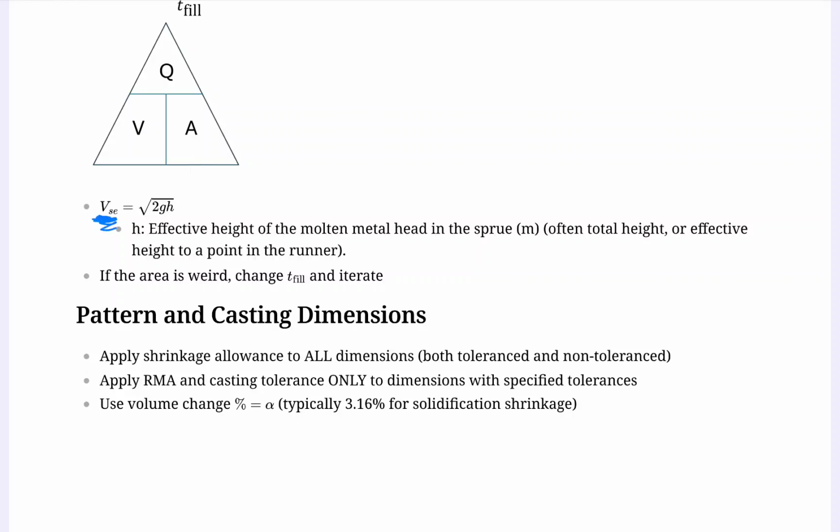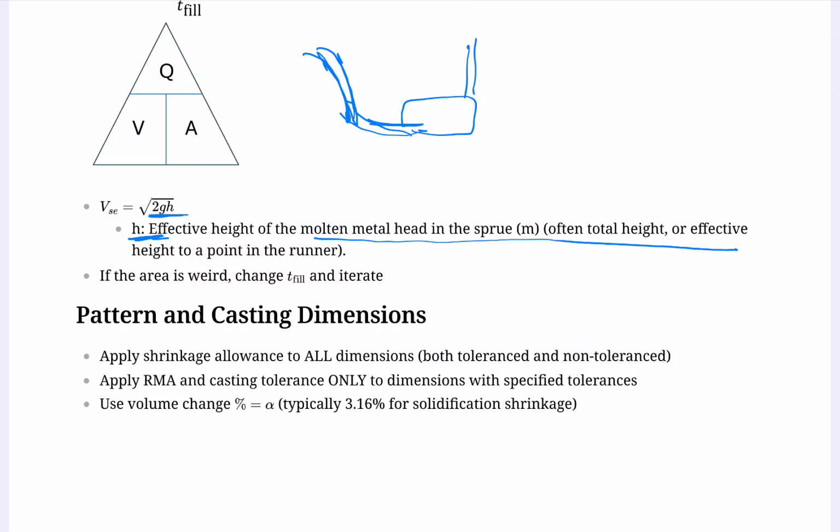If I'm incorrect, please correct me. It's been a while, but I'm pretty sure the velocity is equal to the square root of 2gh. H is the effective height of the molten metal head in the sprue. Okay, so the sprue is this thing that comes down, right? The feeder. That then goes into the runner, and then the casting, and then the riser.